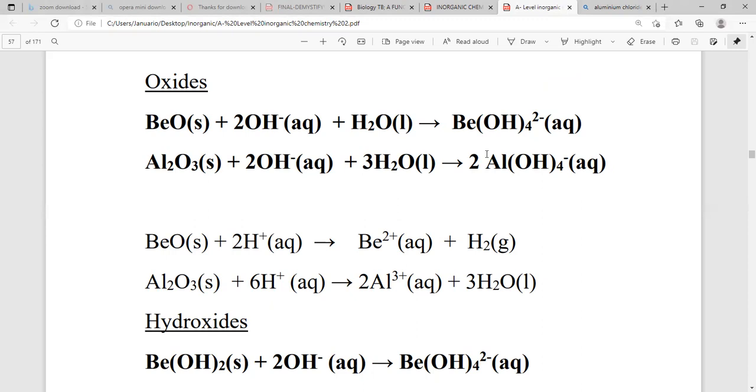Also, aluminium oxide gives us the tetrahydroxoaluminate or the aluminate ion. Likewise, with acids, it gives us the corresponding salts plus water. In this one on top, for beryllium oxide, there is a missing O on hydrogen. It is not hydrogen, it should be water. So here that means there is liberation of a water molecule.